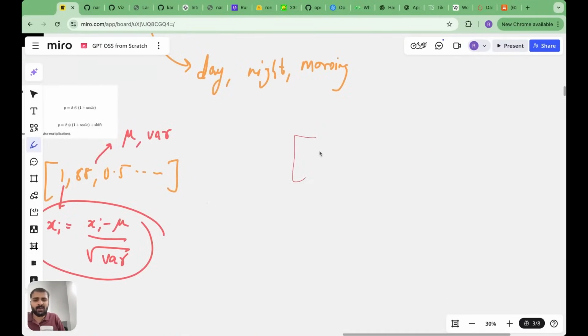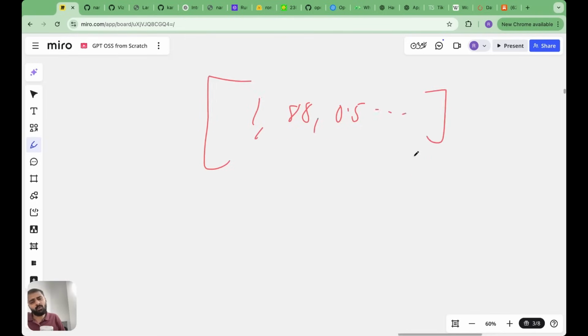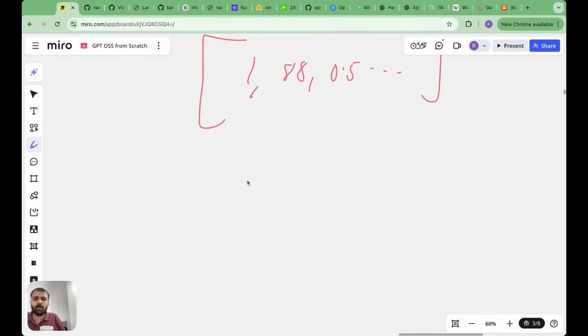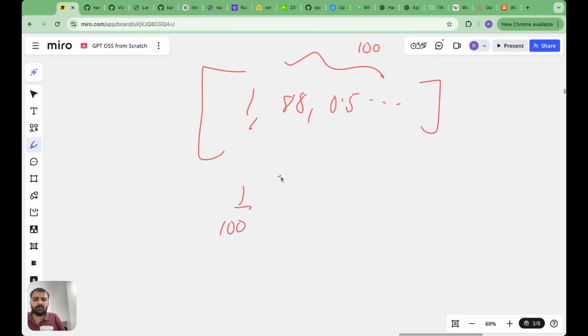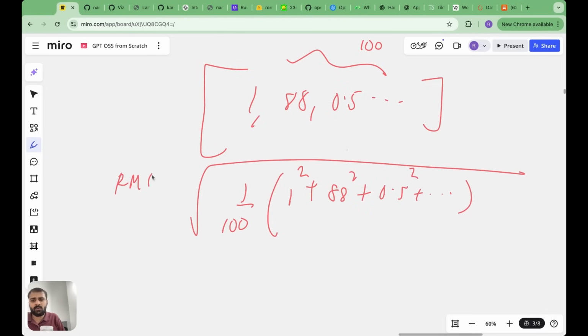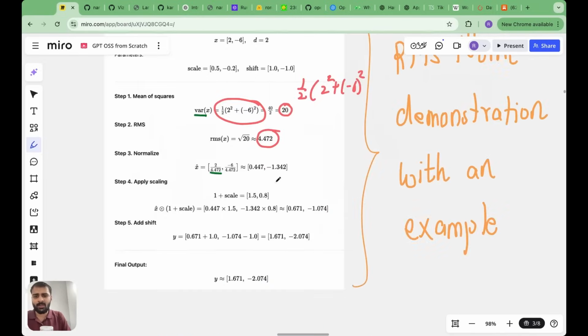So essentially, if you have a vector like this one, the same thing, 188.5 and 0.5, etc. What you do is first you square all of these; let's say there are 100 elements here. First you take the mean of the squares of all of these. That's the mean square part. And then you take a root. That's my RMS value. Then I make sure every xi is divided by this RMS value. That's the simplest version of how RMS normalization is implemented.